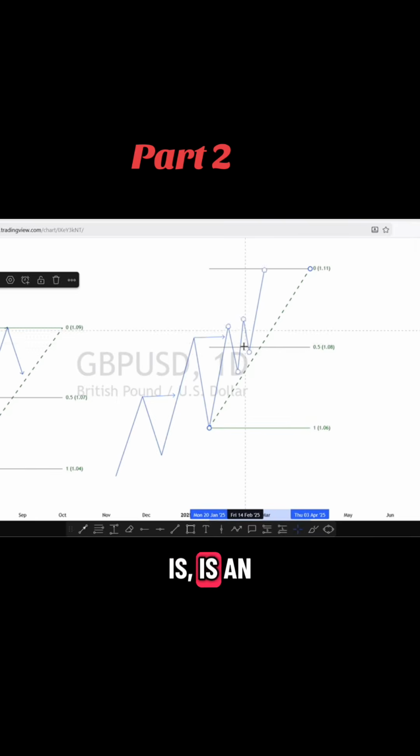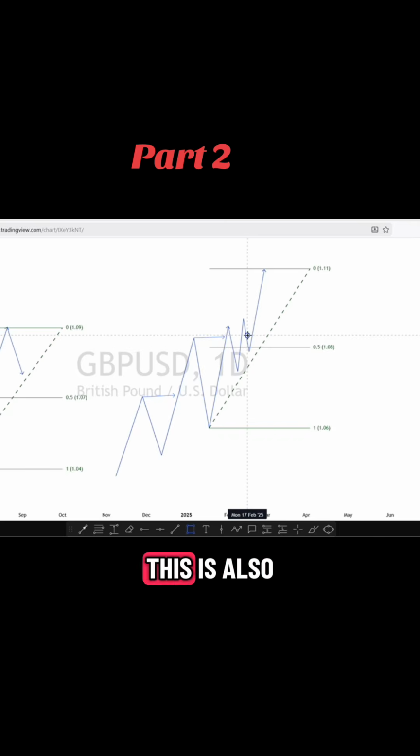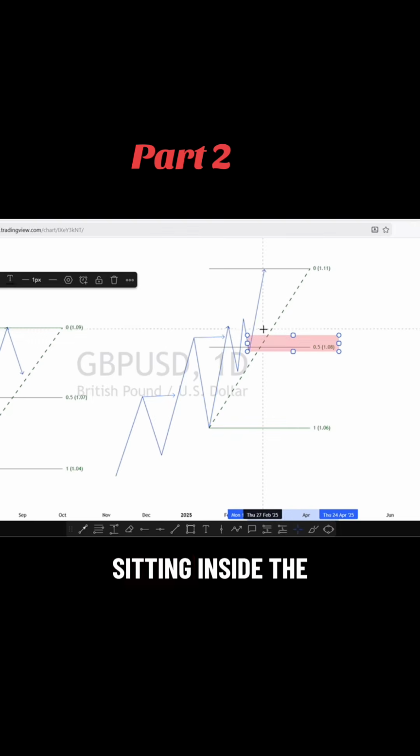A demand level is an accumulated zone, a zone where you are looking forward to buy. So this is also a demand level. Let me mark it out. A level like this is also a demand level, but it is sitting inside the premium zone where we are supposed to be looking for sells.